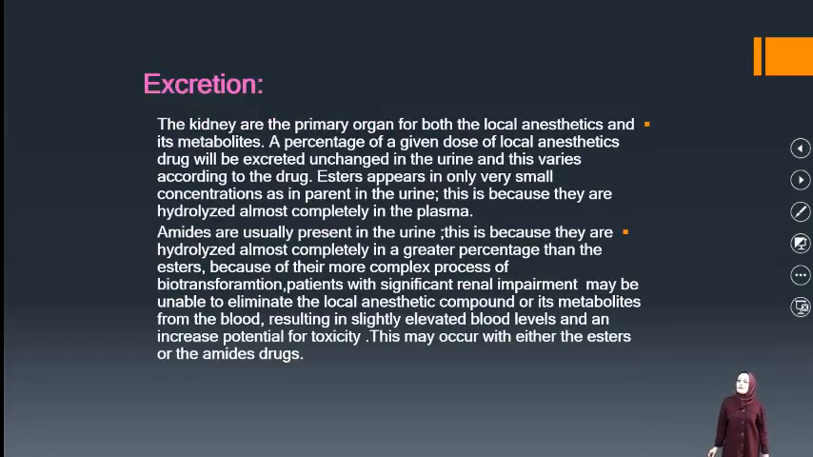Excretion. The kidneys are the primary organ for excretion of both the local anesthetics and their metabolites. A percentage of a given dose of local anesthetic drug will be excreted unchanged in the urine, and this varies according to the drug. Esters appear in only very small concentration as the parent compound in the urine. This is because they are hydrolyzed almost completely in the plasma. Amides are usually present in the urine in a greater percent than esters.